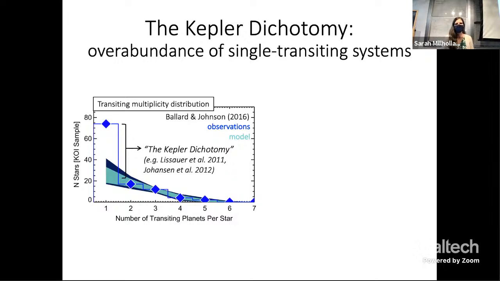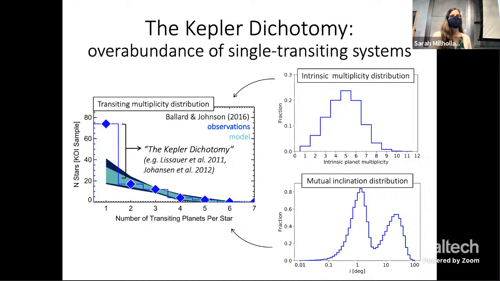The leading interpretation of this Kepler dichotomy is that it is signaling the existence of a subpopulation of systems that have larger mutual inclinations. So for instance, there might be two subpopulations, one with just a few degrees of mutual inclination, and one with tens of degrees of mutual inclination. Alternatively, though, a smooth and broad distribution of mutual inclinations can also fit this data.